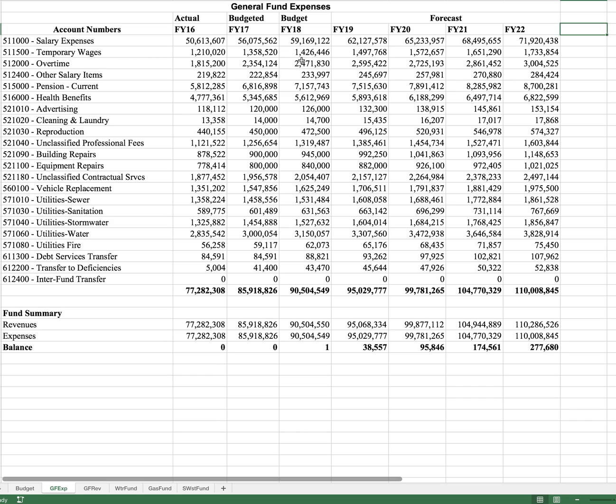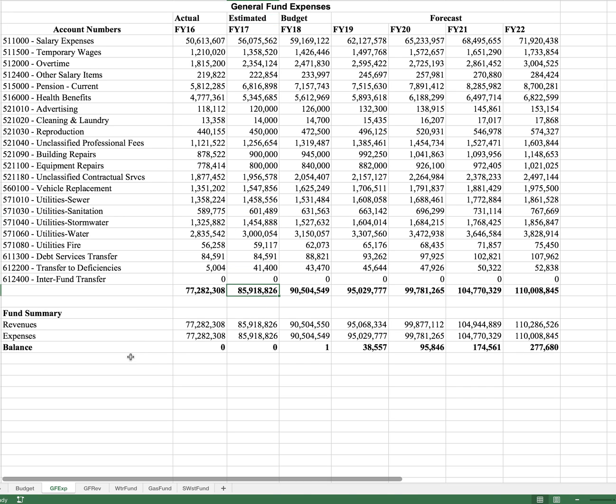Here I see that for fiscal year 2018, we have 59 million dollars budgeted for salaries, and our total general fund expenditure amount comes to $90 million. And I see I have a $1 surplus here, and that's just attributed to rounding somewhere in this number, and we'll deal with that later. Likewise for the budget year, or rather the estimated year, let's change that to estimated year. For 2017, we had $85 million.